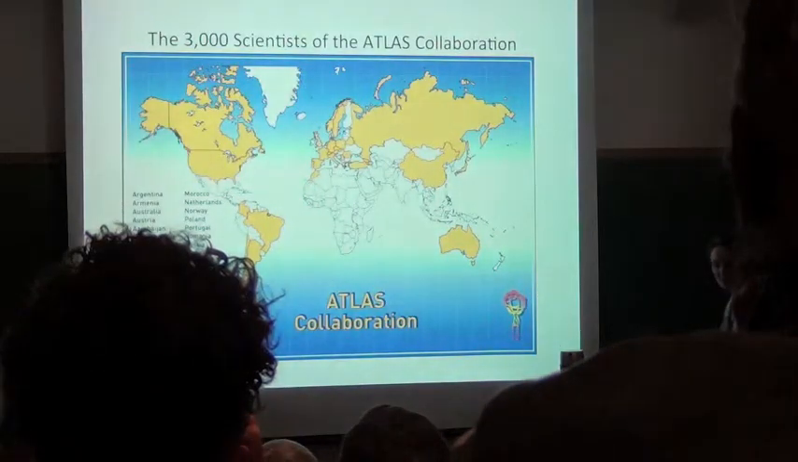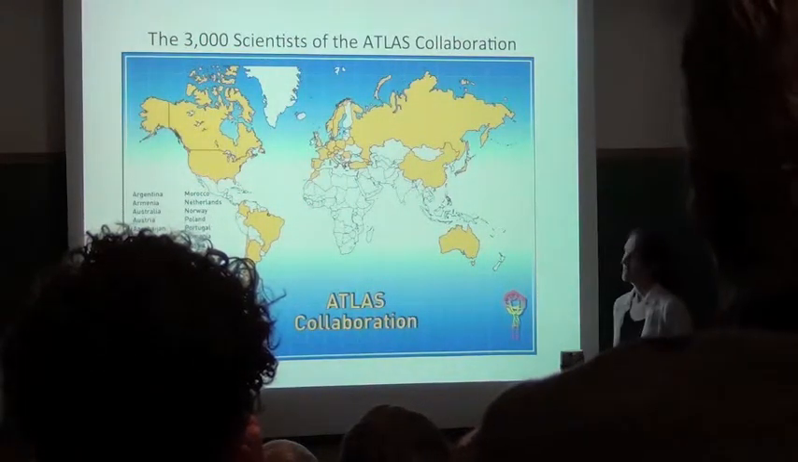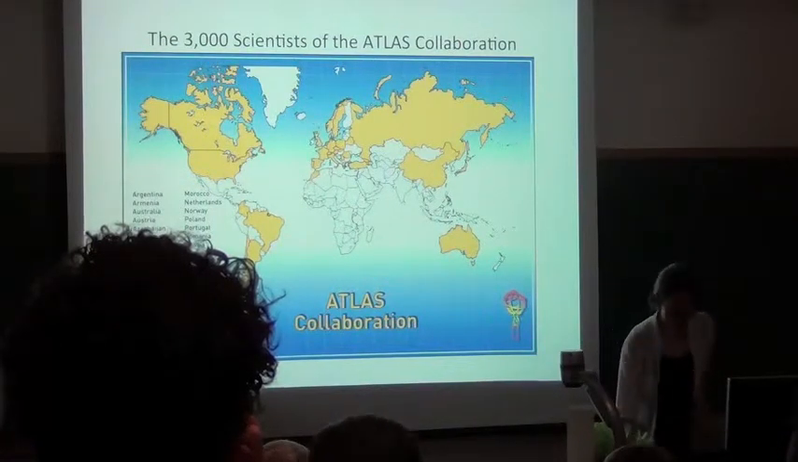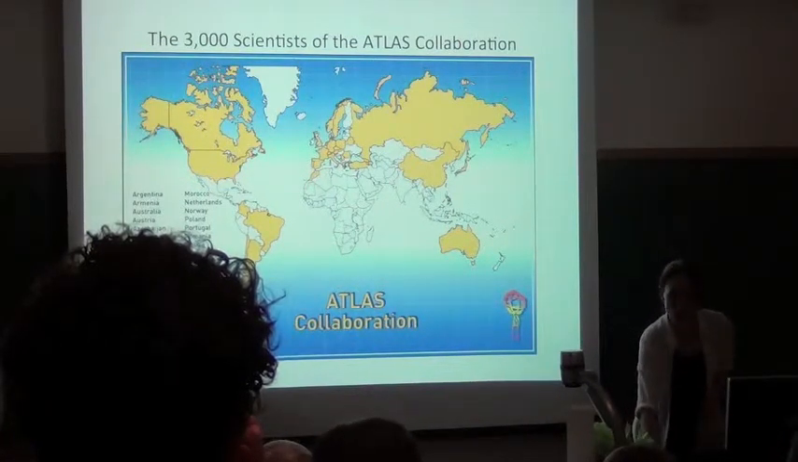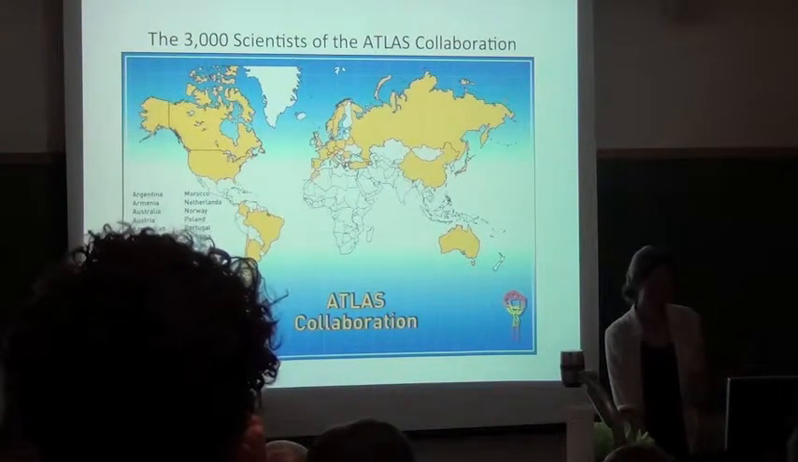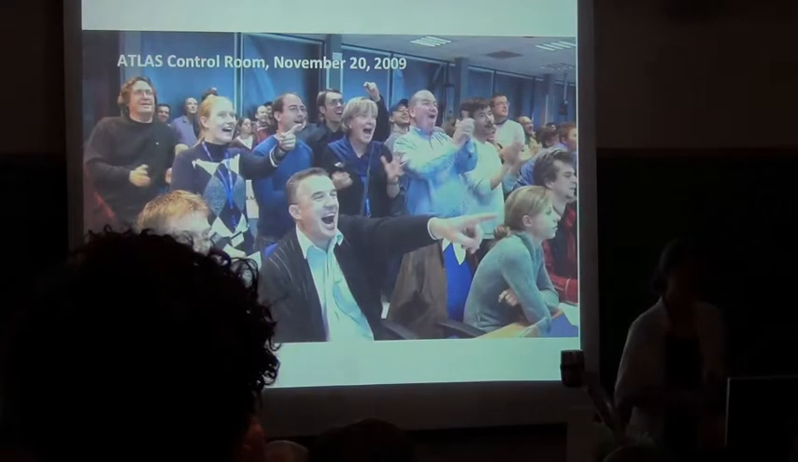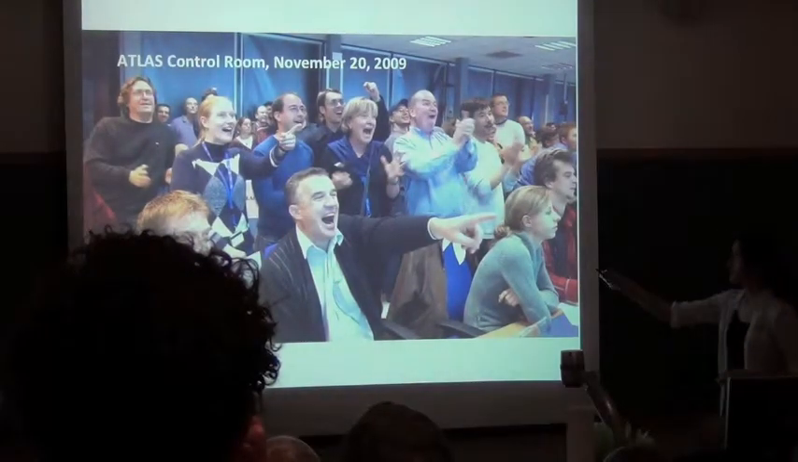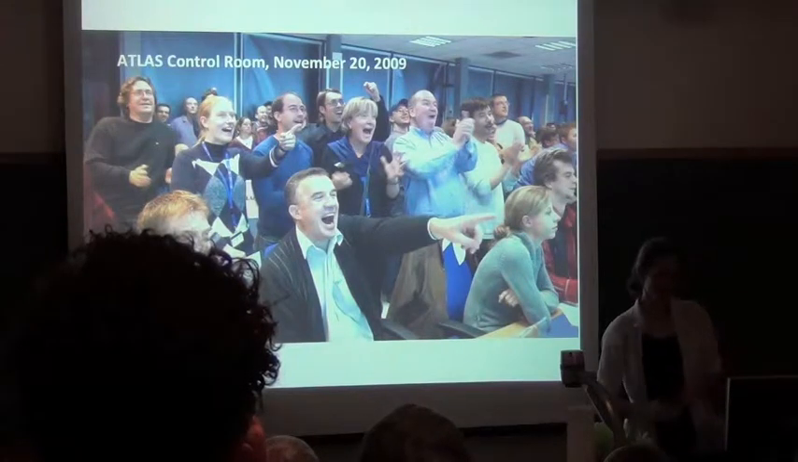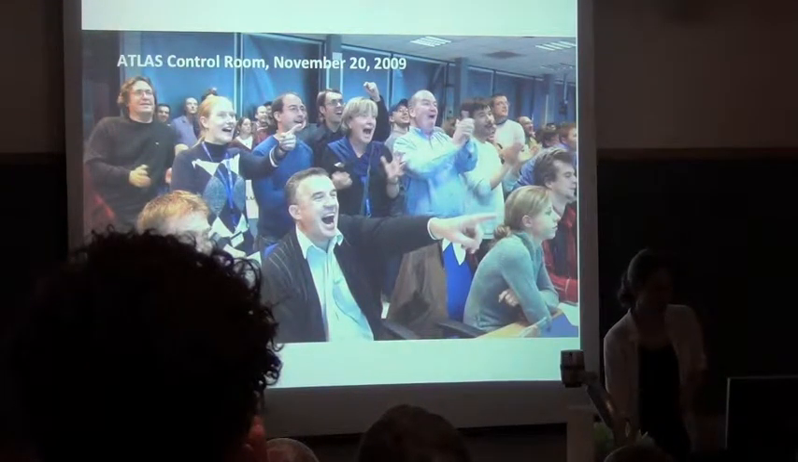We have 3,000 scientists on the collaboration, and we really do have our names in alphabetical order on all of our papers. We have more pages of names than we do scientific content, often. We're one big happy family. We're very excited about what we do. It's not just me, collectively very excited. This is the first time we saw collisions.